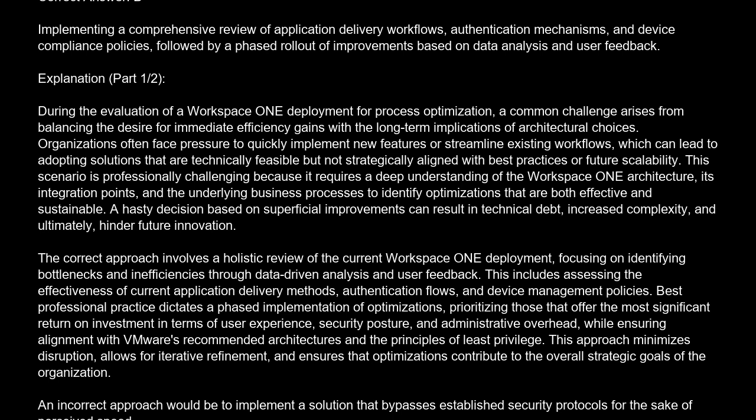This scenario is professionally challenging because it requires a deep understanding of the Workspace ONE architecture, its integration points, and the underlying business processes to identify optimizations that are both effective and sustainable. A hasty decision based on superficial improvements can result in technical debt, increased complexity, and ultimately hinder future innovation. The correct approach involves a holistic review of the current Workspace ONE deployment, focusing on identifying bottlenecks and inefficiencies through data-driven analysis and user feedback.